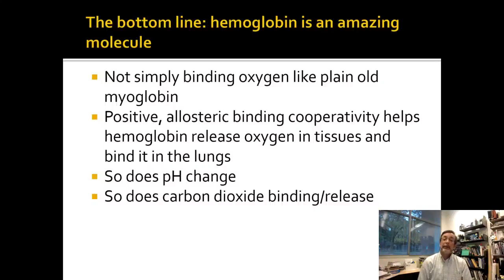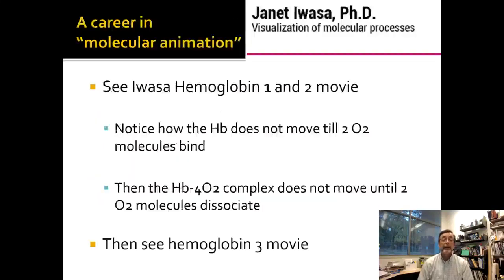because it starts from a simple binding function, and it ends up being a sigmoidal curve that delivers oxygen most effectively. It helps it do two things well. Helps it bind oxygen in the lungs very well, and then helps it release oxygen in the tissues where the PO2 is lower. So pH change will also help it do these things. Carbon dioxide binding and release will do that through a local pH change.